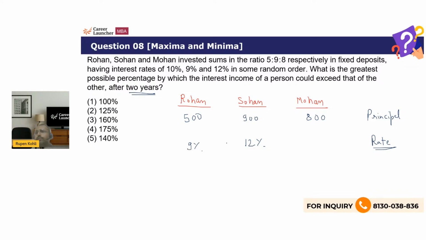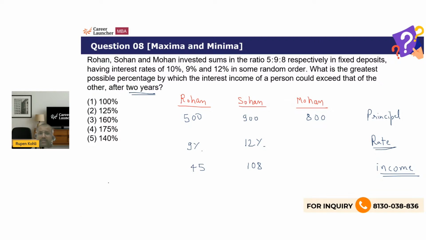And you have to do the percentage comparison. So the income obtained by Sohan in 1 year will be 12% of 900. So that is nothing but what? 108 rupees. In 2 years, he'll get 216 rupees. In 1 year, Rohan will get 9% of 500, which is what? 45 rupees. In 2 years, he'll get 90 rupees. The ratio in either which way is the same.